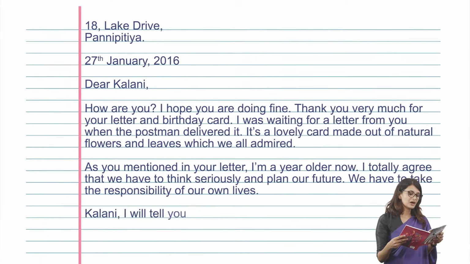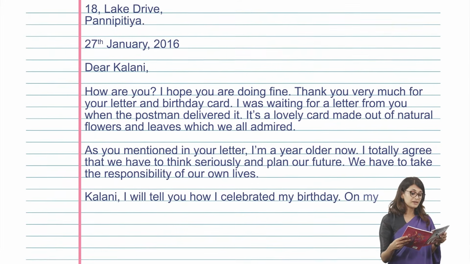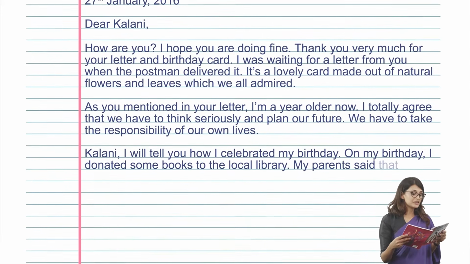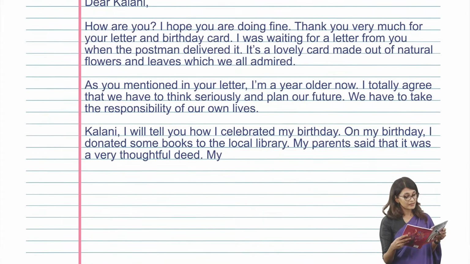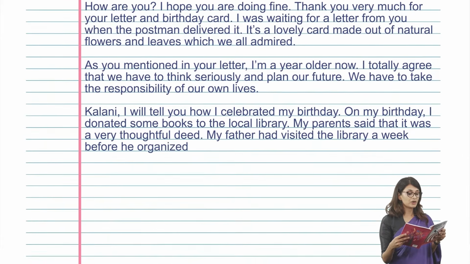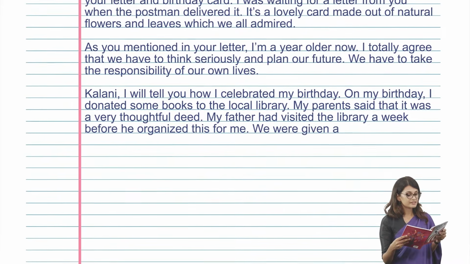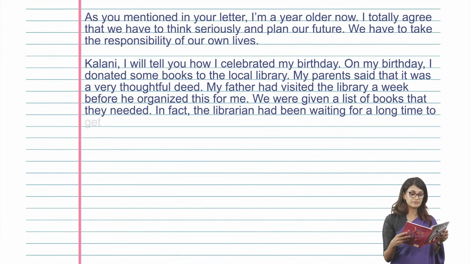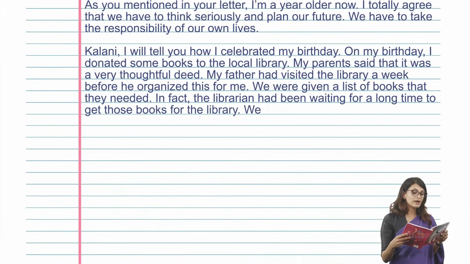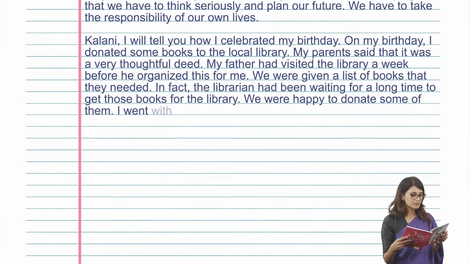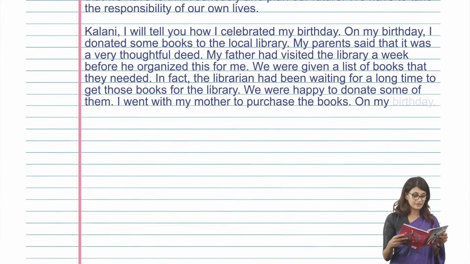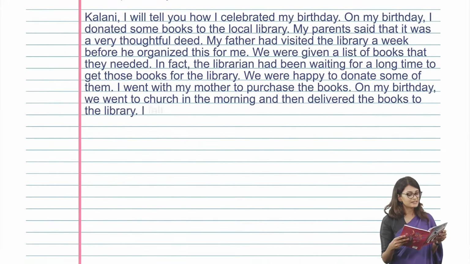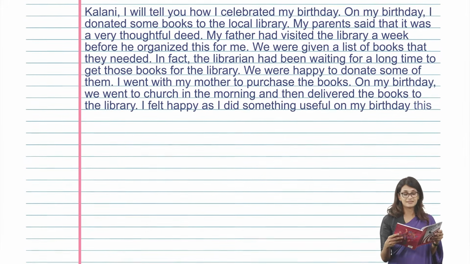Kalani, I will tell you how I celebrated my birthday. On my birthday, I donated some books to the local library. My parents said that it was a very thoughtful deed. My father had visited the library a week before he organized this for me. We were given a list of books that they needed. In fact, the librarian had been waiting for a long time to get those books for the library. We were happy to donate some of them. I went with my mother to purchase the books. On my birthday, we went to church in the morning and then delivered the books to the library. I felt happy as I did something useful on my birthday this year.